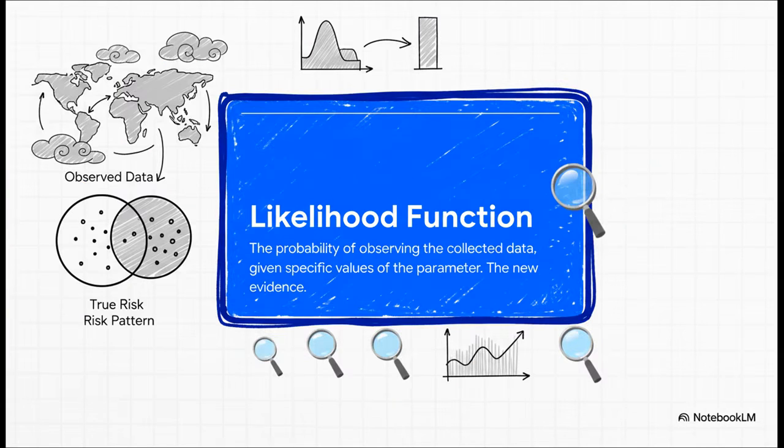Right, so you have your starting belief, your prior. Now we introduce the new evidence. This is where the likelihood function comes in. This step is all about the data. It basically asks a simple question. Okay, given what we thought was true, how likely is it that we'd see the actual data that we just went out and collected? This is where reality gets to confront our initial assumptions.